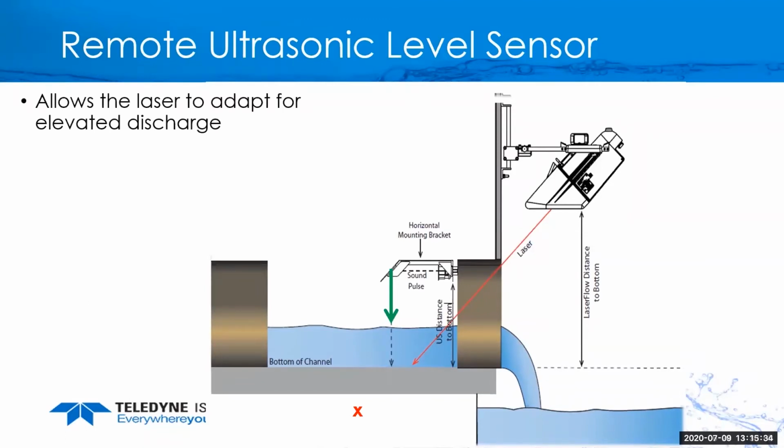This does really 2 things for you. One, it allows it to adapt for these kind of horrible conditions like I just showed you. And the other one is it will read level and velocity in the same location, which is a more accurate measurement point for measuring area velocity flow. So it really helps take care of two problems.